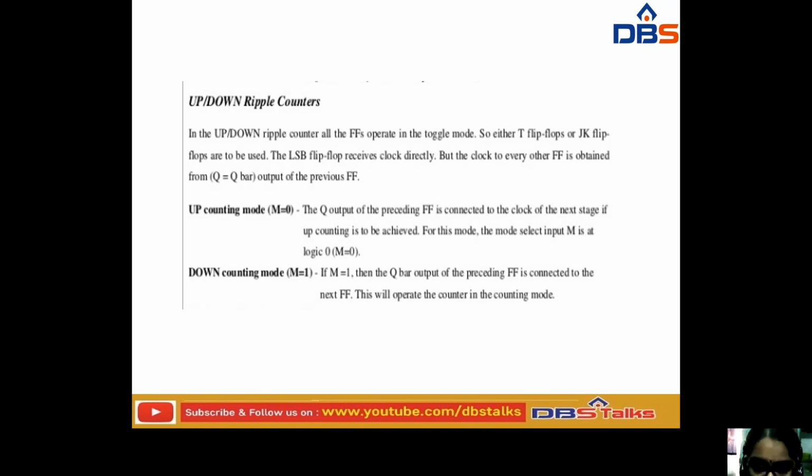ripple counter, the flip flop output goes to the clock of the next stage, and the up counting is achieved for this mode when the mode select input M is at logic 0, and again if M is equal to 1, then the Q bar output of the preceding flip flop is connected to the next flip flop. So obviously this will operate the counter in the counting mode.